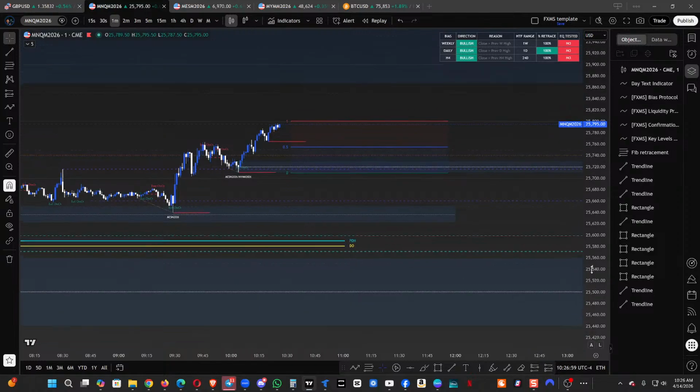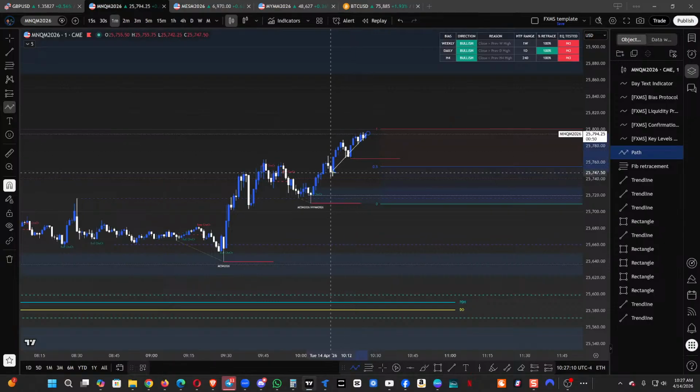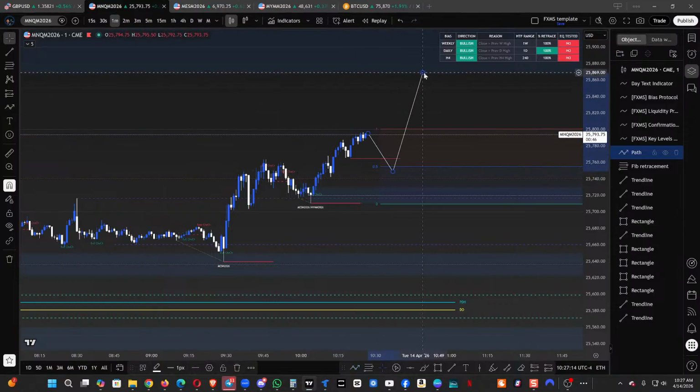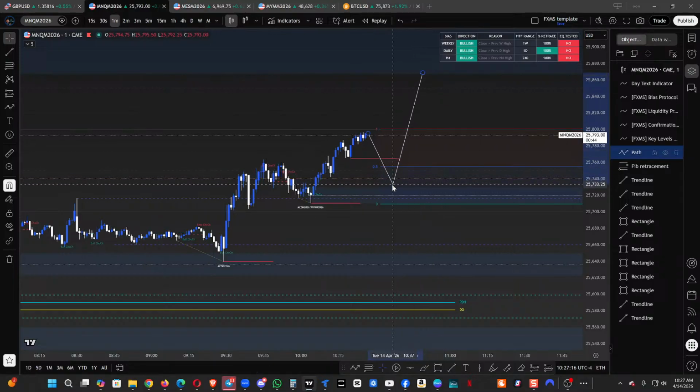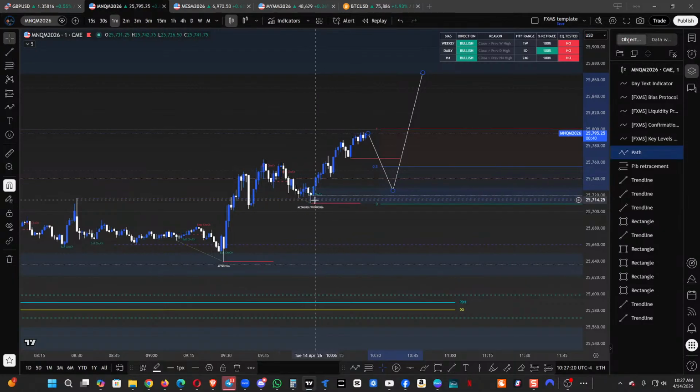So it could go down here to this level, sweep out this low, and trade into this order block, right? That would still count as a discount POI, and then we get this move up. I would like it though, however, to trade back into here, right? Sweep this level, trade into this.